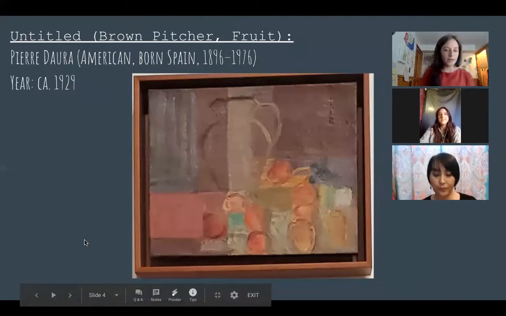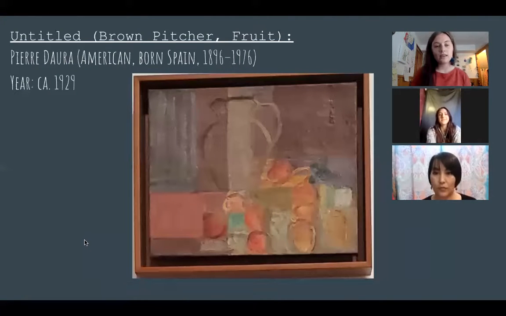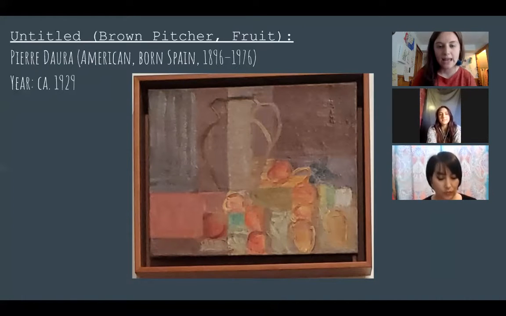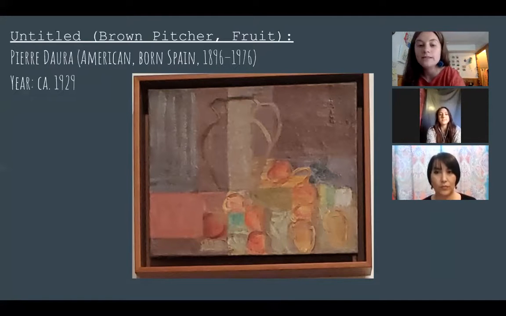Our first piece is by Pierre Daura, one of the founders that Miss Priscilla was talking about. He creates a lot of still life paintings, and this is one of his works that he created for the gallery. Within this piece, what are some shapes that you see?